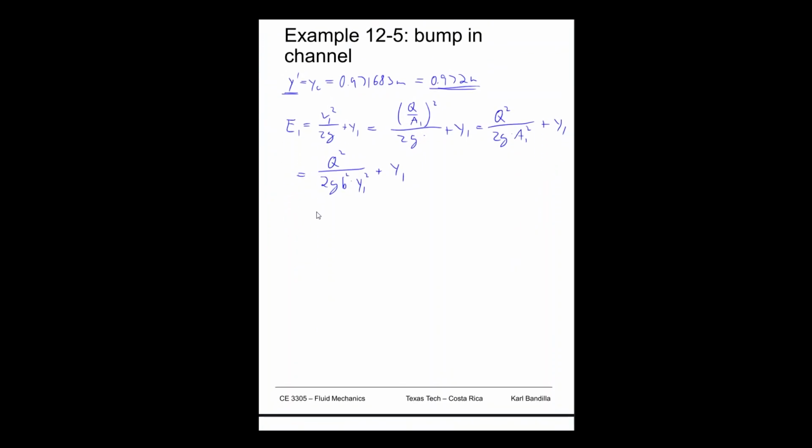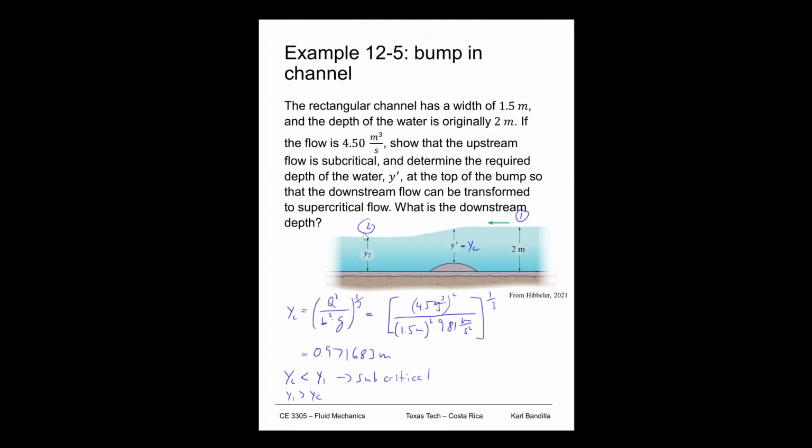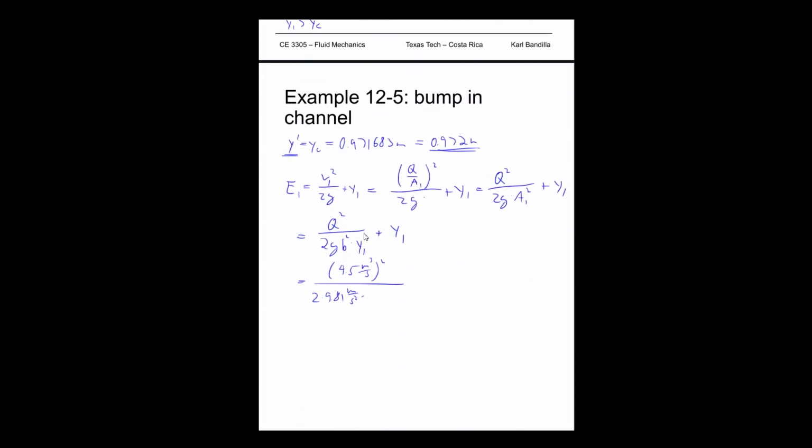Good thing here is all of those are values that we know, so we can just plug those in. And we can say that is equal to Q was 4.5 cubic meters per second, squared, over 2 times 9.81 meters per second squared, times the width of 1.5 meters.